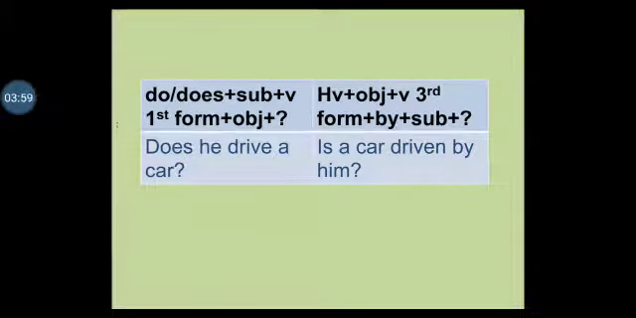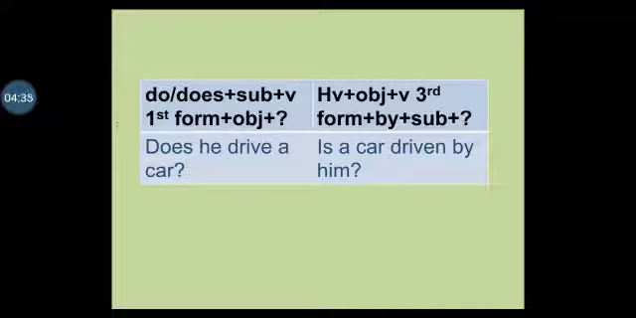In the interrogative sentences, the formula will be do, does plus subject plus verb first form plus object plus question mark. Does he drive a car? Question mark. When we will change in the passive voice, helping verb plus object plus verb third form plus by plus subject plus question mark. Is a car driven by him? Question mark.